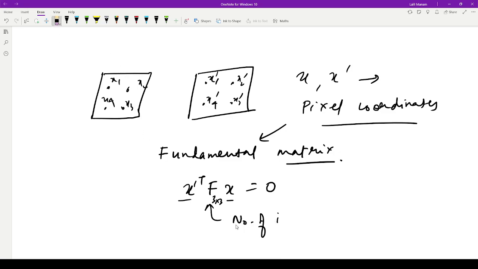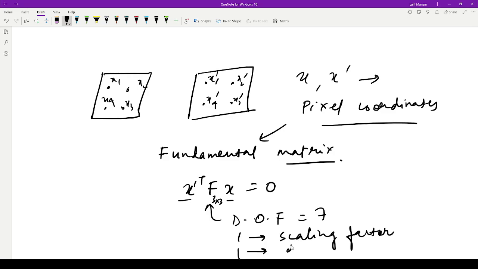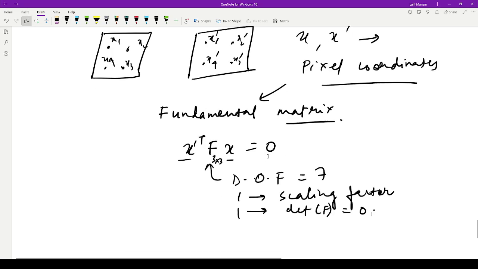How many degrees of freedom does it have? I think 7 degrees of freedom. Okay, how? Because one is the scaling factor, and the other one is a property of the fundamental matrix: the determinant is zero. That says it is rank deficient, and we can create another equation. So given these two, the degree of freedom is 7. What is this equation? It's a scalar equation, right? Scalar means the left side is a scalar and the right side is a scalar 0.